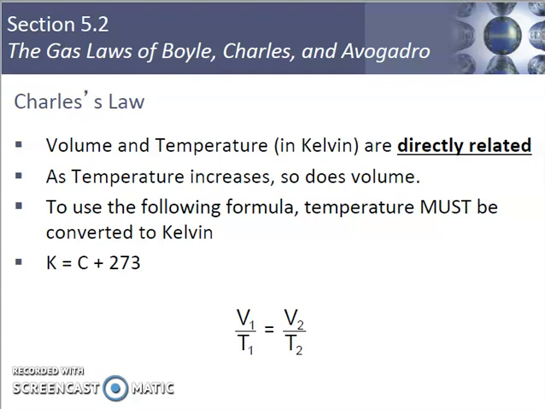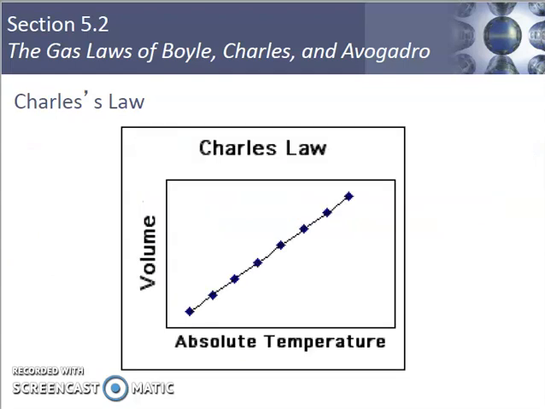But don't forget, on your temperatures, you need to add 273 to any temperatures that you're given in Celsius. If they give the temperatures to you in Kelvin, then you're good to go. You can plug in, but make sure that your temperatures are in Kelvin. This graph here shows the relationship for Charles' law between volume and temperature.